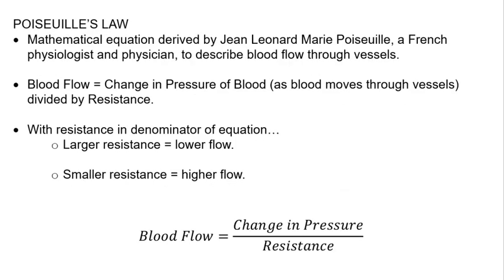Poiseuille's law is a mathematical equation derived by Jean-Léonard Marie Poiseuille, a French physiologist and physician, in order to describe blood flow through blood vessels. As mentioned previously, blood flow is equal to the change in pressure of blood as blood moves through those vessels, divided by resistance. Without putting any actual numbers into this equation, we can gather a few quick pieces of information just by looking at the equation itself. With resistance in the denominator of the equation, we know that a larger resistance is going to create lower blood flow, and a small resistance is going to create higher blood flow.